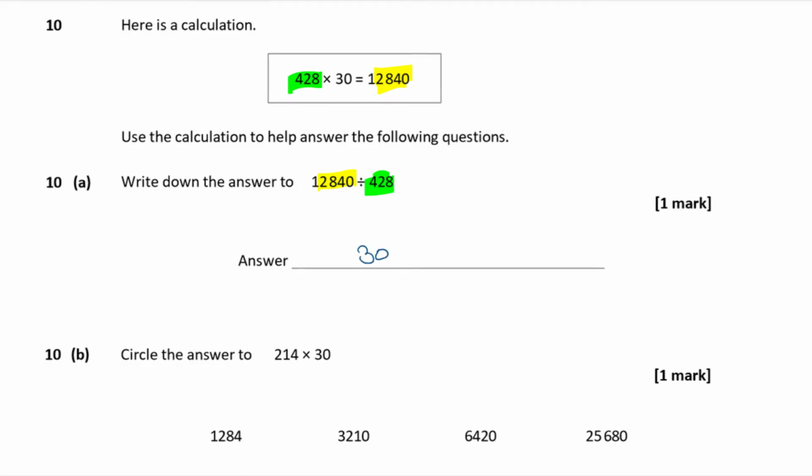All right. And circle the answer to 214 times 30. Well, the relationship between 214 and 428 is half as much, isn't it? If you half 428, you're going to get 214. So therefore, if I half 12,840, I should get the answer. So half of 12,840, that's 6,420 then, isn't it? Okay, it's going to be that one there.